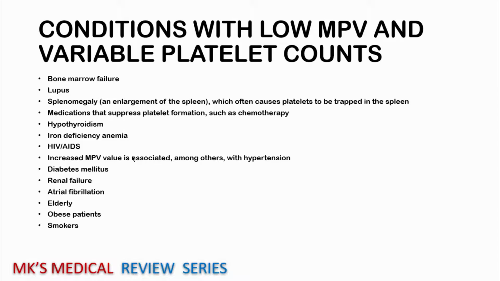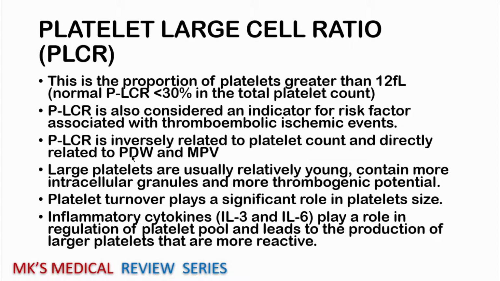So conditions with low MPV and variable platelet counts include things like bone marrow failure, lupus, splenomegaly, which is enlargement of the spleen, which often causes platelets to be trapped in the spleen. You may also have medications that suppress platelet formation, such as chemotherapy, hypothyroidism, iron deficiency anemia, HIV and AIDS. Increased MPV is associated, among others, with hypertension. You may also have diabetes mellitus, renal failure, atrial fibrillation in the elderly, obese patients, as well as smokers.